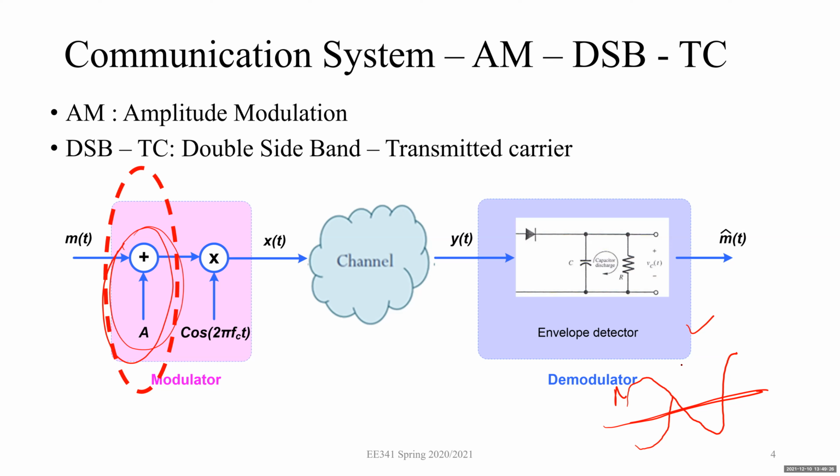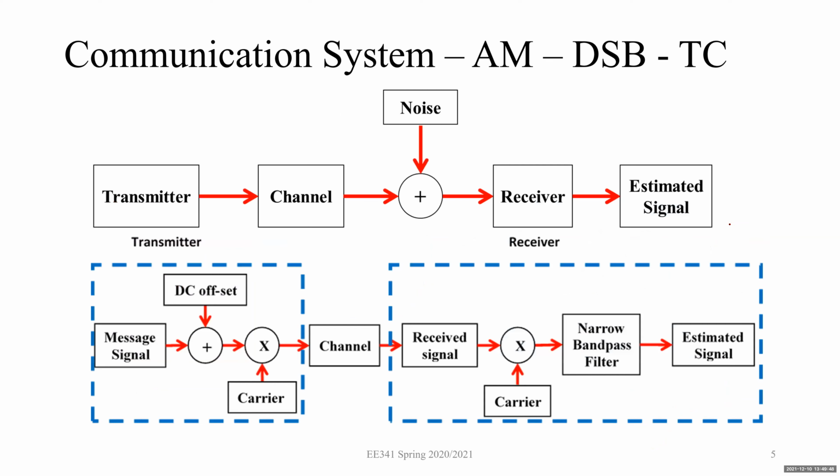Okay, so what we do is we add a DC offset to our message signal, then we multiply it with the carrier, then we pass it through the channel. At the output we multiply it with the carrier, and then we pass it through the filter, and then we get our estimated signal. So first the message signal, then add DC offset, multiply with the carrier, pass through the channel, then receive the signal, multiply with the carrier, pass it through the narrow band pass filter, and then you will get the estimated signal. You need to remember this block diagram.